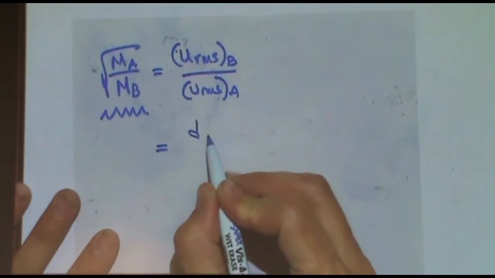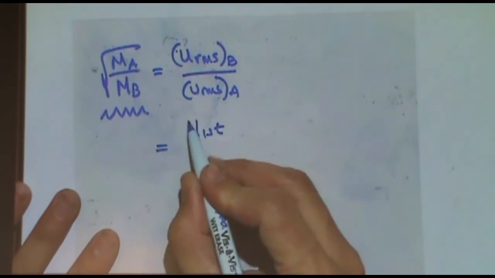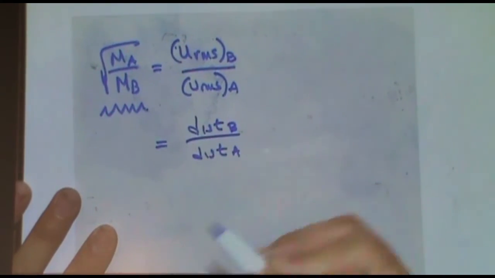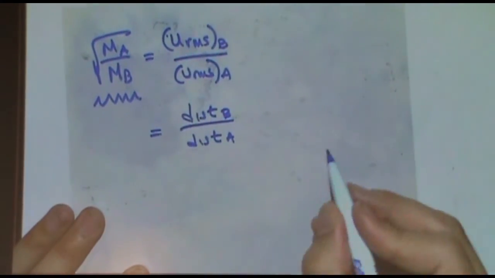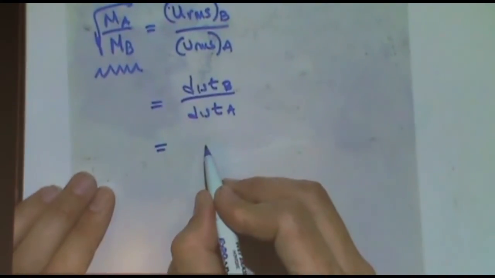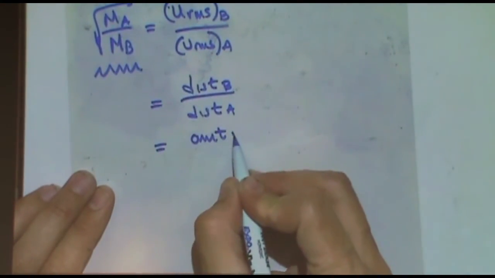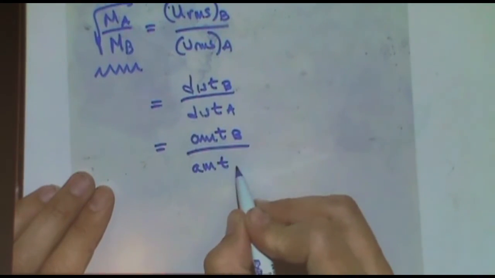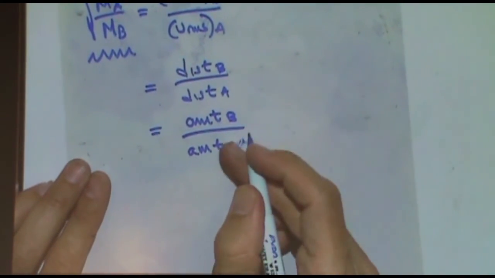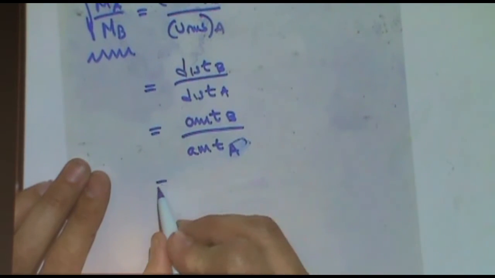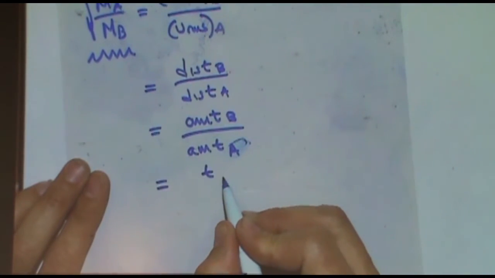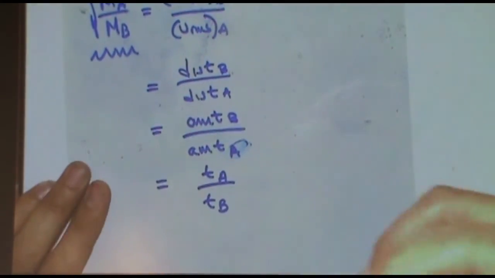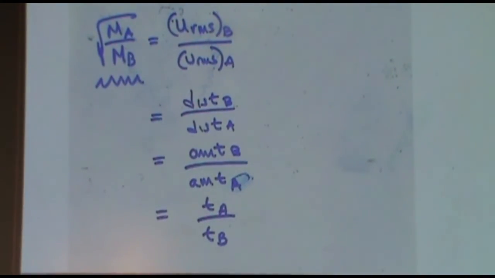It can also be D, distance of B over distance of A. That's the distance that the gas travels. That thing on the left could also be amount of B, so the moles, for example, over the amount of A. Or it could be time. Time is the only one that's not inverse, so T of A over T of B. So these are really 4 versions of Graham's law.